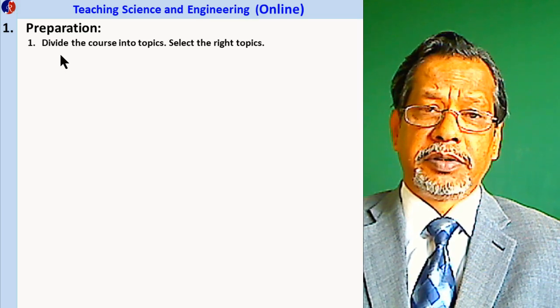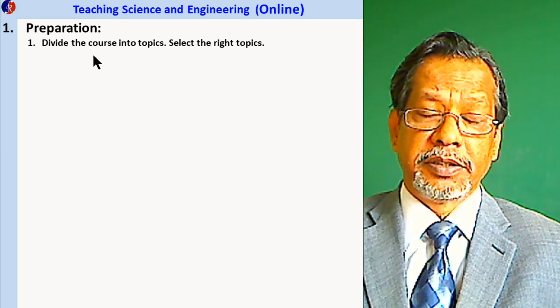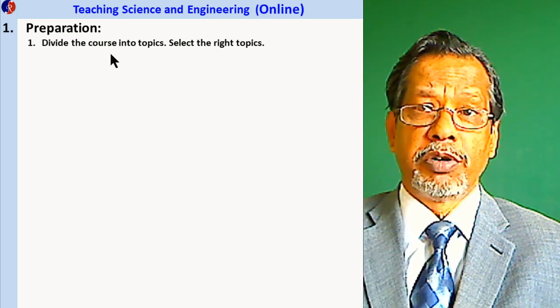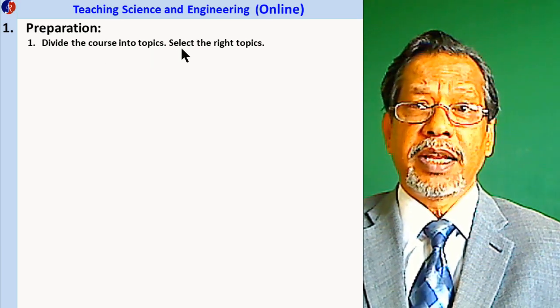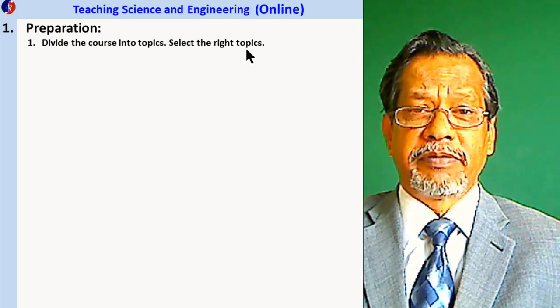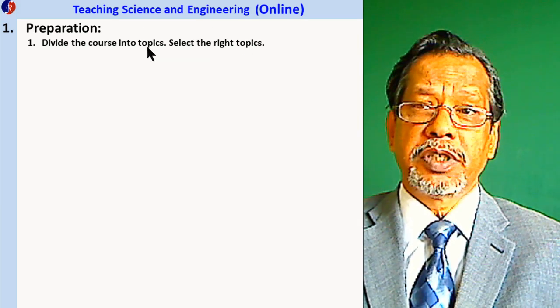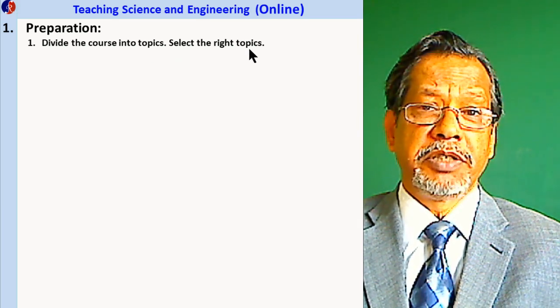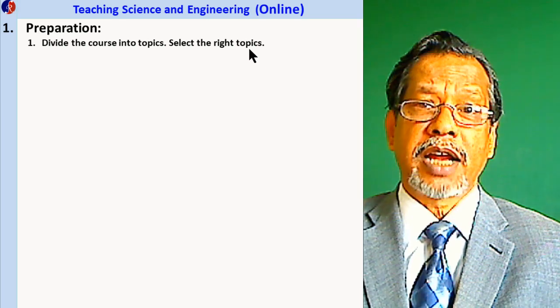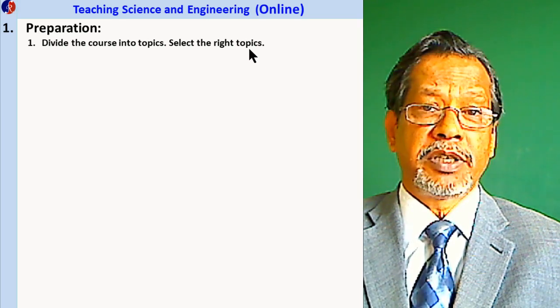First thing to do is to divide the course. Suppose you are planning to teach certain things in electrical engineering. Divide the course into topics and select the right topics. It's almost impossible to cover everything that's written in the textbooks. So you have to choose the topics that are most interesting and most fundamental that the students must learn from you. The rest of the things you can leave it to the students.